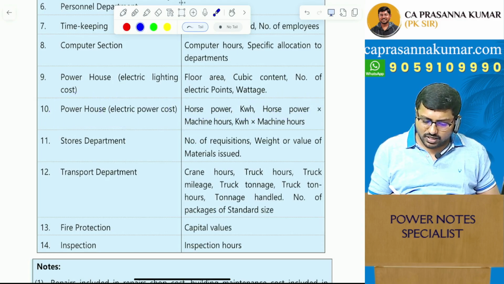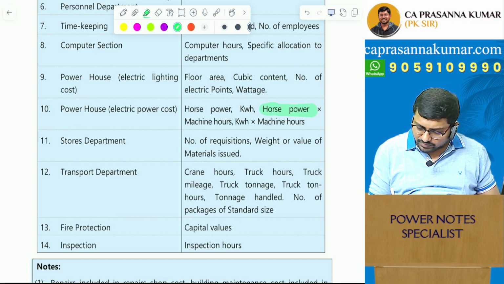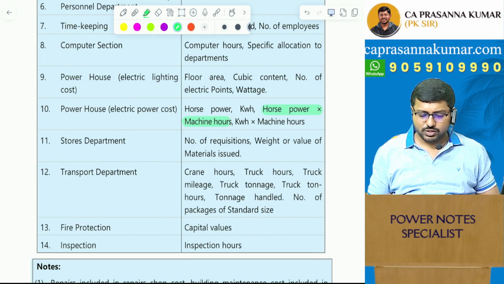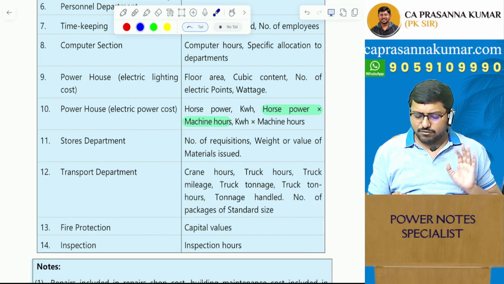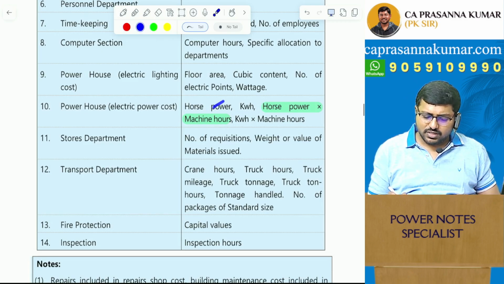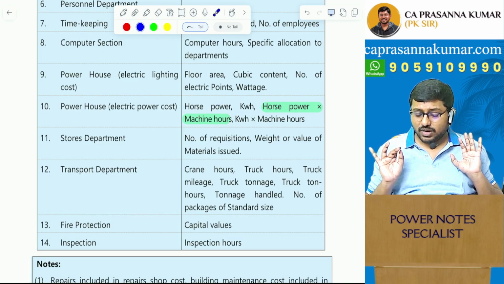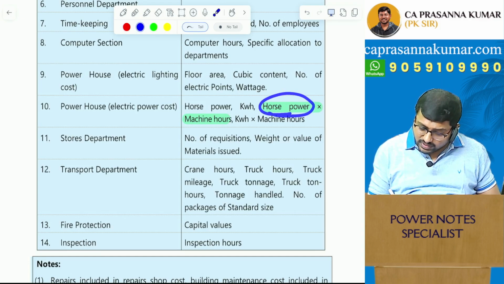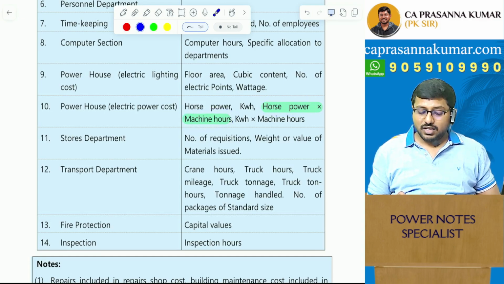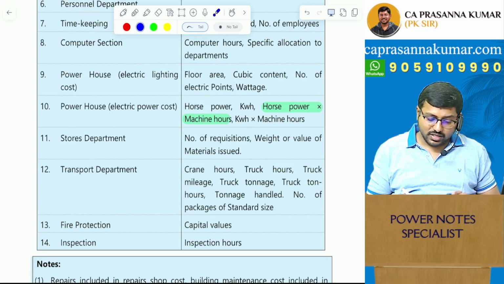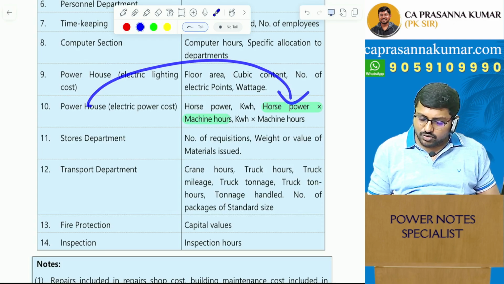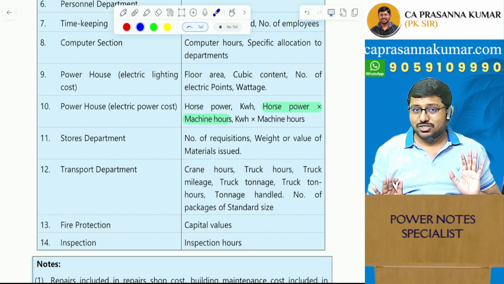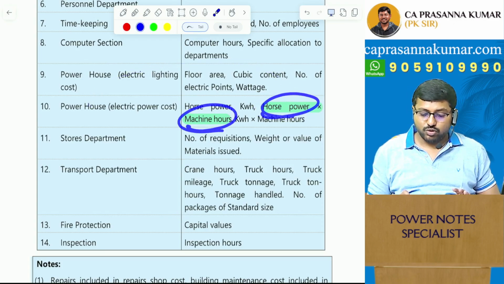This is very important. Note this particular point. This is the multiplied value of horsepower into machine hours, which means whenever you look into power cost in a question, if only horsepower is given, then you apportion it based on horsepower only, right? Sometimes horsepower will be given, machine hours will also be given. In that case, most of the students get confused. Some will think powerhouse should be apportioned based on machine hours, some will think it should be based on horsepower. That is not the case. It is the multiplied value of both.